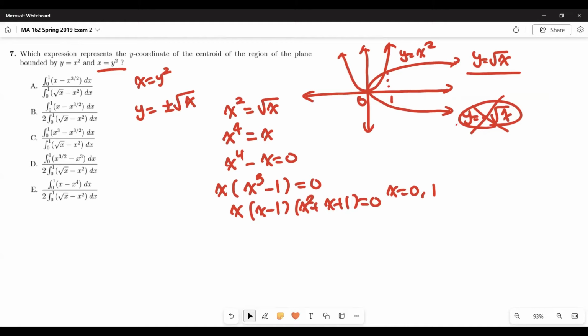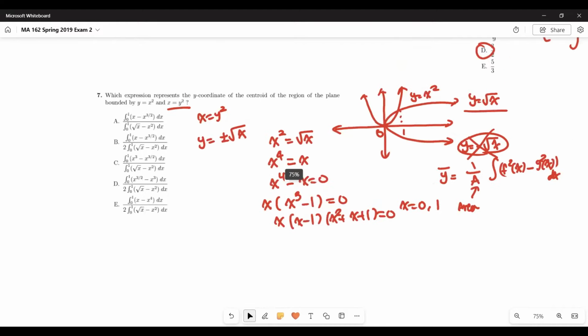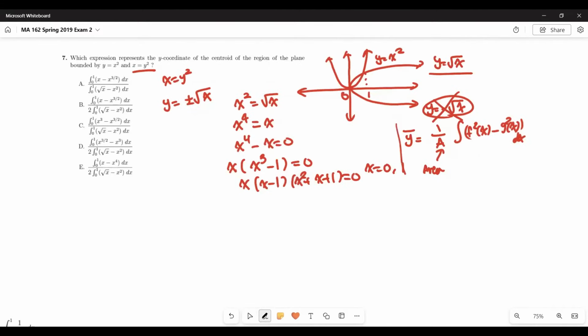And now, when you want to find the y coordinate of the centroid, you have to find the area. So eventually the equation for the y centroid is 1 over A, where A is the area between the curves, and then the bounds, and then f squared of x minus g squared of x, integrated by dx. Sorry, I'm running out of space. So basically this is the equation, and we want to find the area first, right? So let's do that.